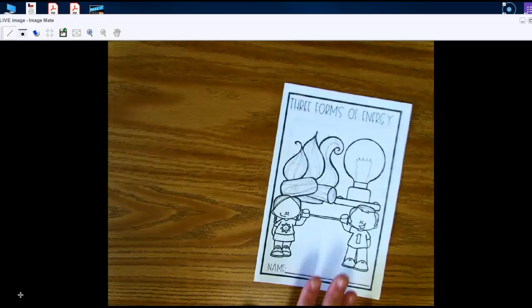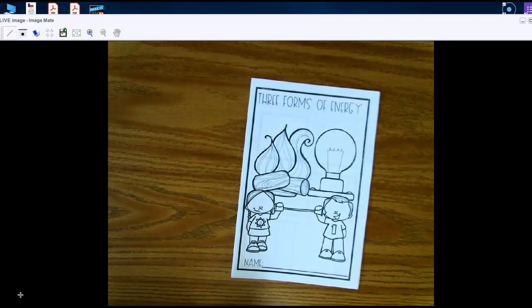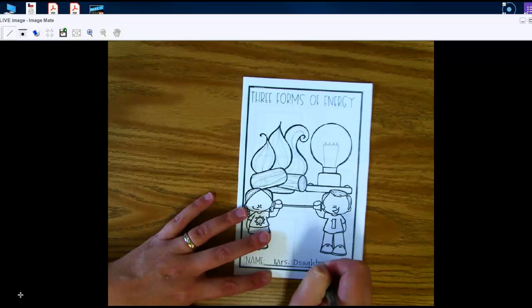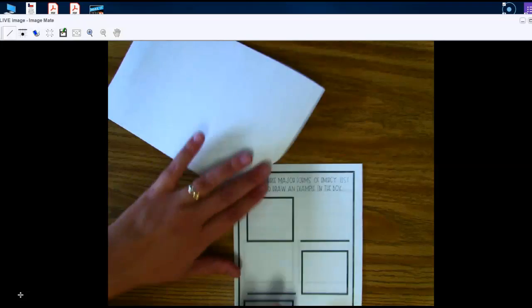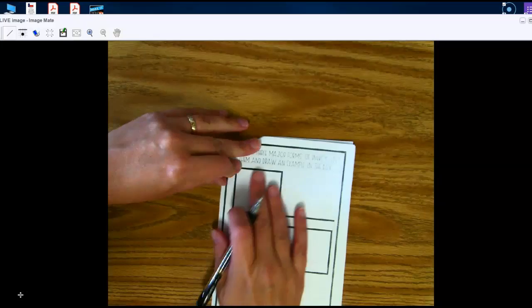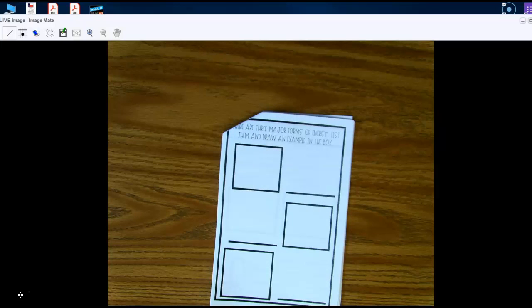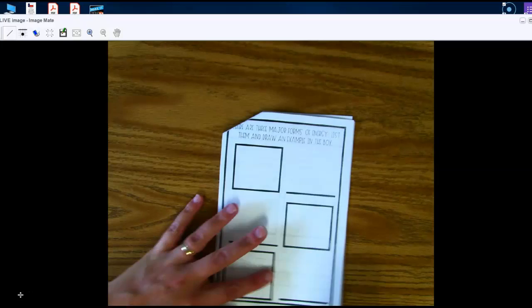So the first thing we're going to do in our energy book here, you're going to write your name. And then you're going to go to the first page. Okay, so our first one, what was the first one we learned about? It's one that you can see. What is it, Inslee? But what kind of energy is that called? Light. So let's write light.